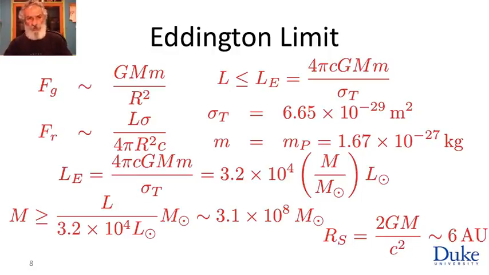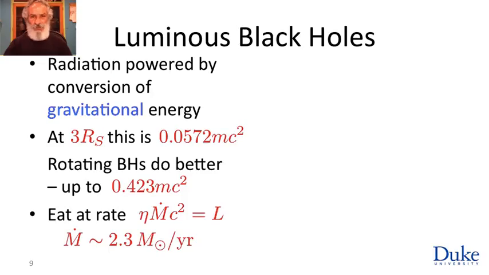Okay, so now we meet the Eddington criterion with reasonable black holes, so we'll take this as our model: a black hole with a mass of 310 million solar masses, emitting 10^13 solar luminosities. How does that work? How does a black hole get so luminous?